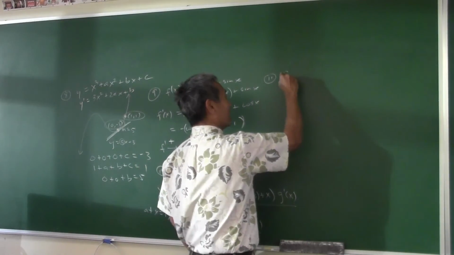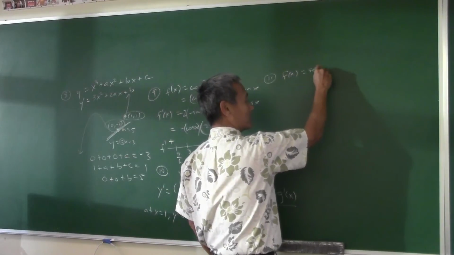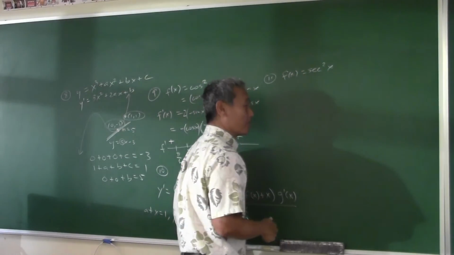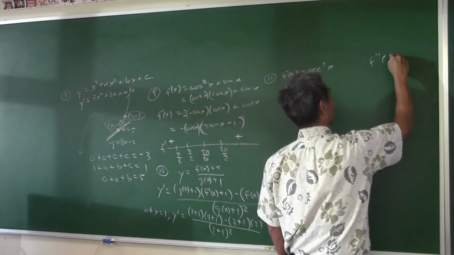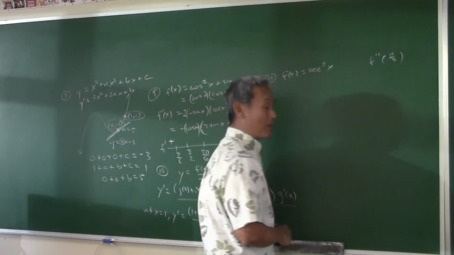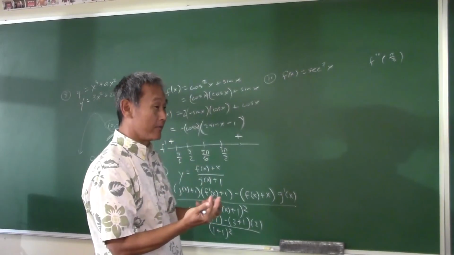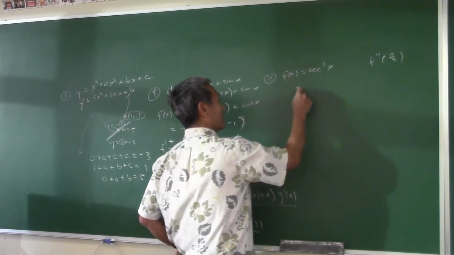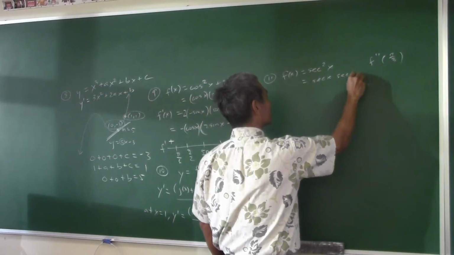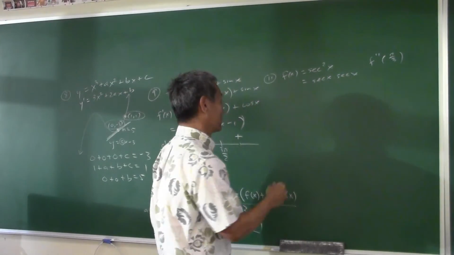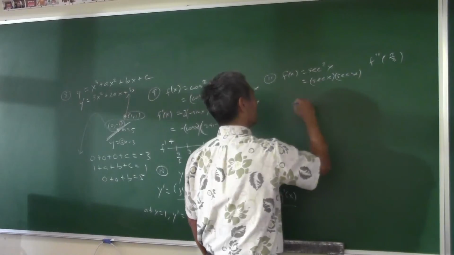Okay, 11. F of x is equal to secant squared x, compute f double prime of pi over 3. Now what the heck does that mean? That means you need to find the second derivative and then plug in pi over 3. So, what is secant squared x? It's secant x times secant x, which means you're going to use the product rule, because it's a product.